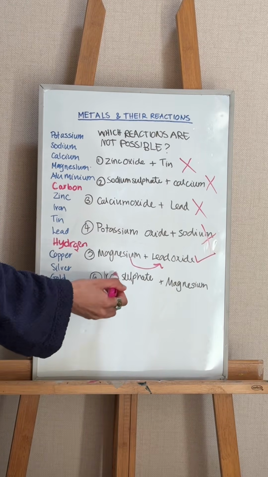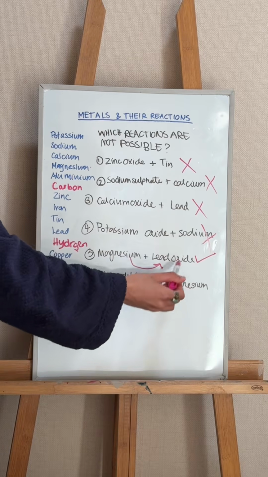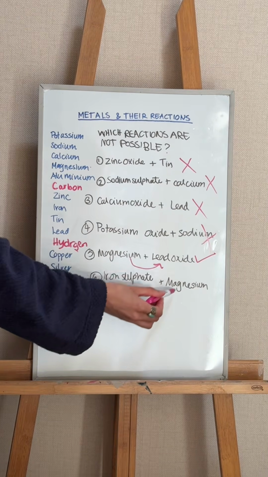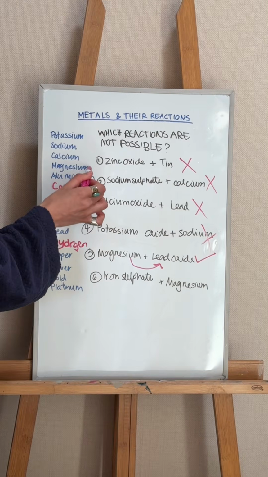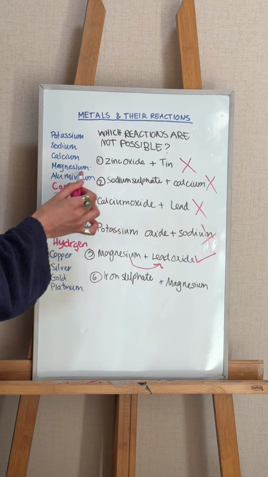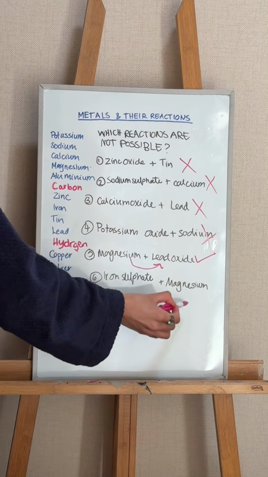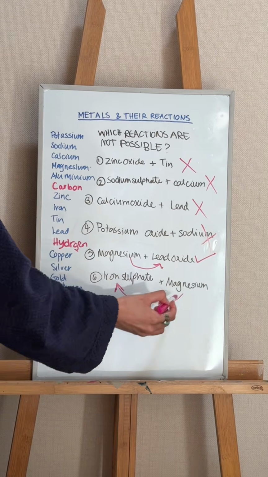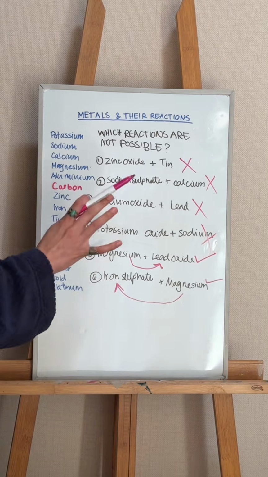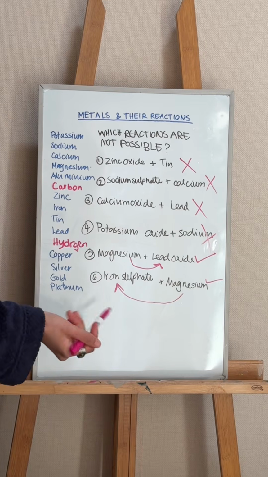And the last one, iron sulfate and magnesium. Is magnesium more reactive than iron to kick out iron from its compound? Magnesium again is here and iron all the way here. So magnesium is more reactive than iron. So magnesium will kick out iron from its compound and displace it. So this reaction will also happen. Hopefully you got all of these correct.